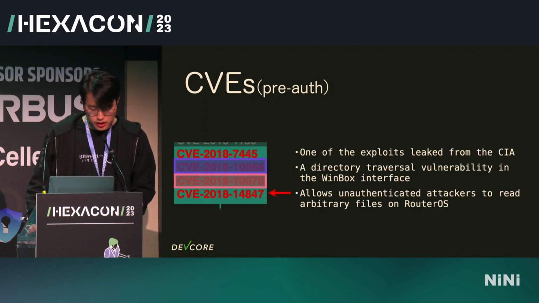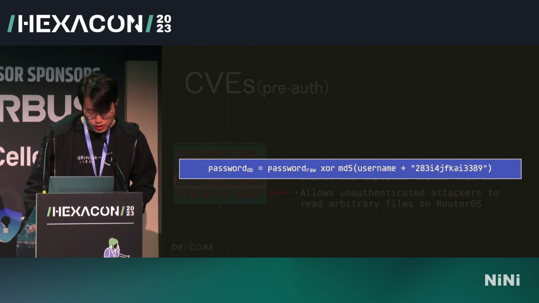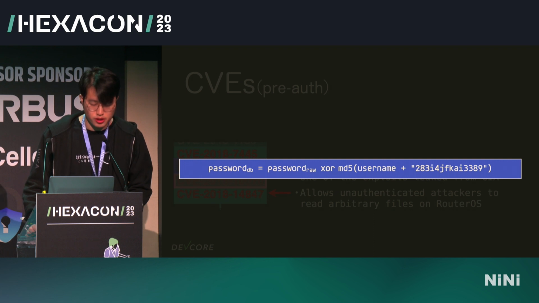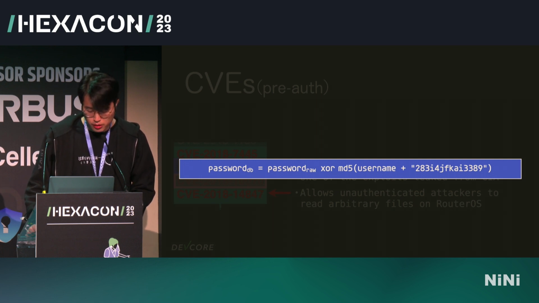And CVE-2018-14847 is also one of the exploits leaked from CIA. The bug allows an unauthenticated attacker to read arbitrary files on RouterOS. That sounds like not a big deal at first, but RouterOS implemented almost everything by itself, including user authentication. The password stored on RouterOS was just your password repeatedly XORed in plain text with the hash of the username plus a fixed string at that time.